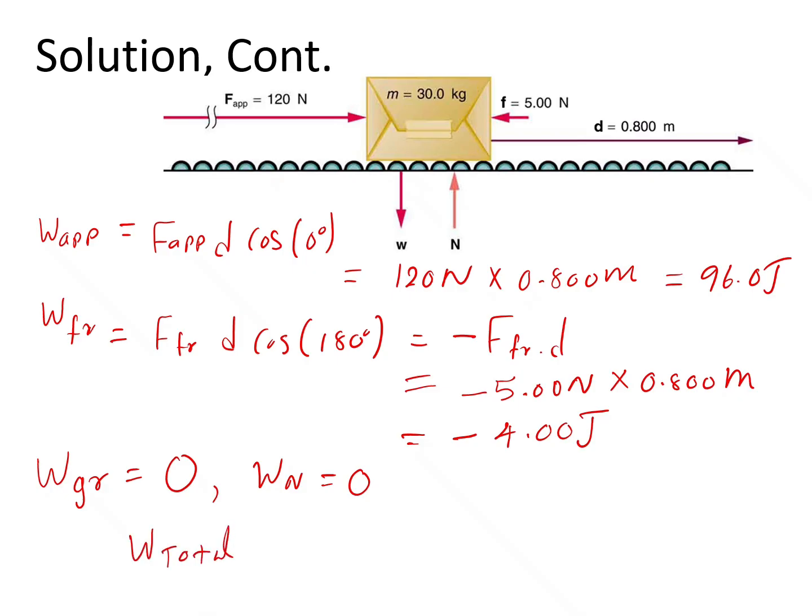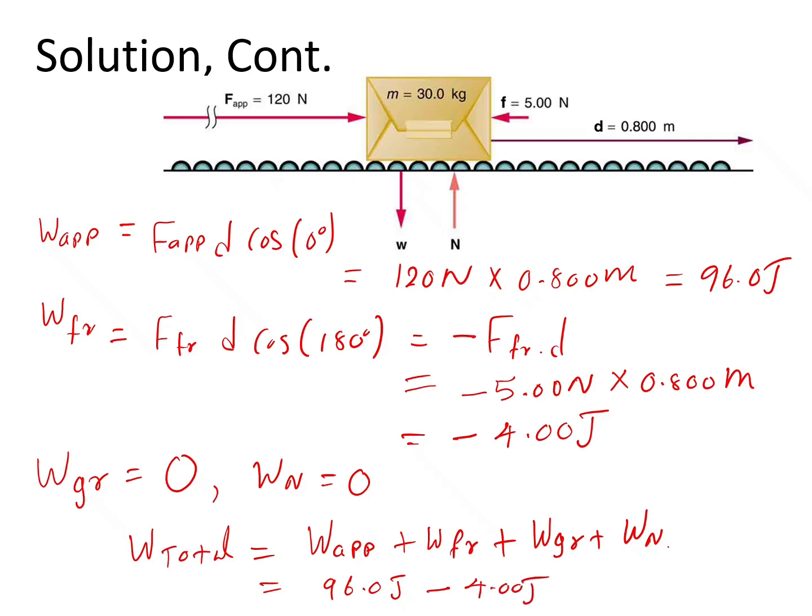Now we can write the total work. W total equals W applied plus W friction plus W gravity plus W normal force. Here W applied is 96 joules, W friction is negative 4 joules, the work done by gravity is 0, and the work done by the normal force is 0. So this gives us 92 joules. Same answer we got in part B.